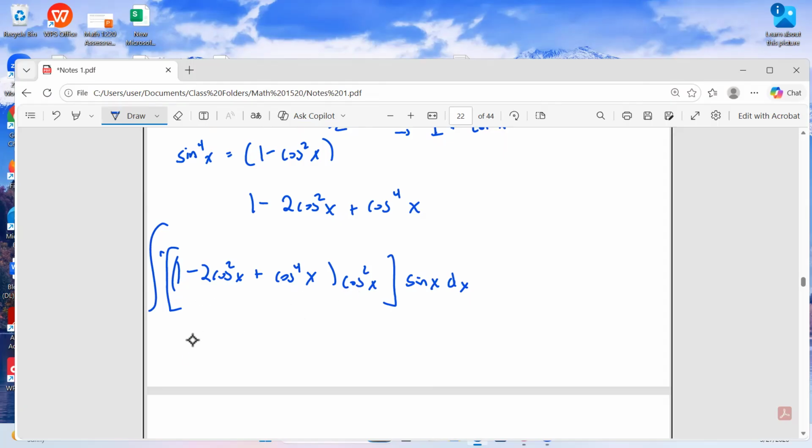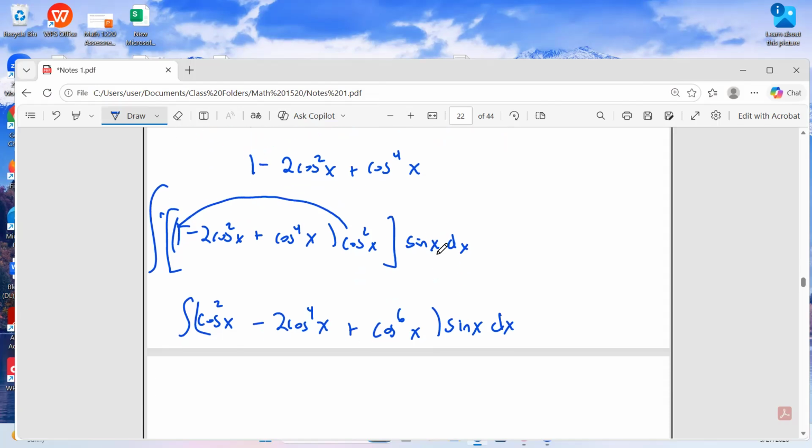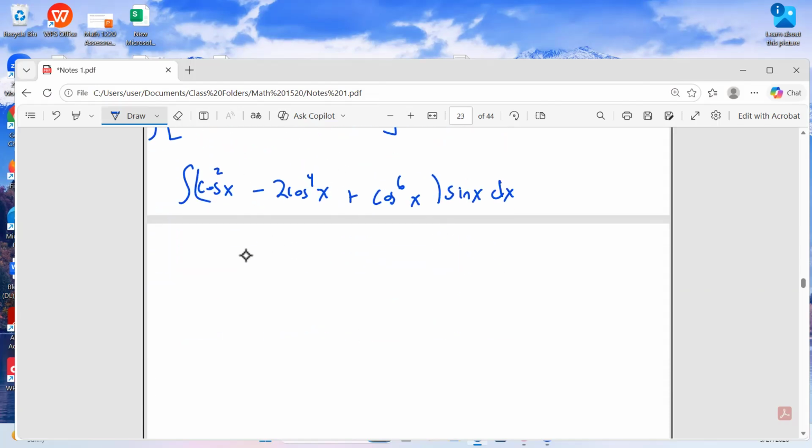So I have the integral of cosine squared x, that's this piece, minus 2 cosine to the fourth x, plus cosine to the sixth x, and all of this is times sine x dx. Okay, and some of you probably get a feeling of what's going to happen at this point, because I'm going to let u equal cosine of x. And then my du is going to be negative sine of x.